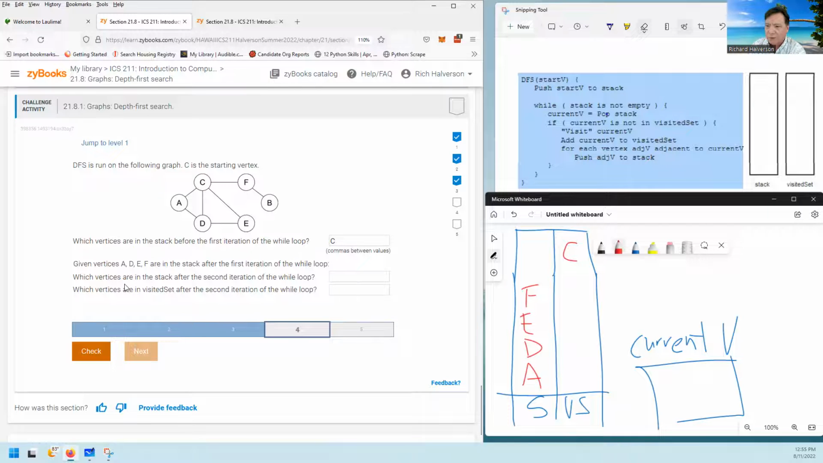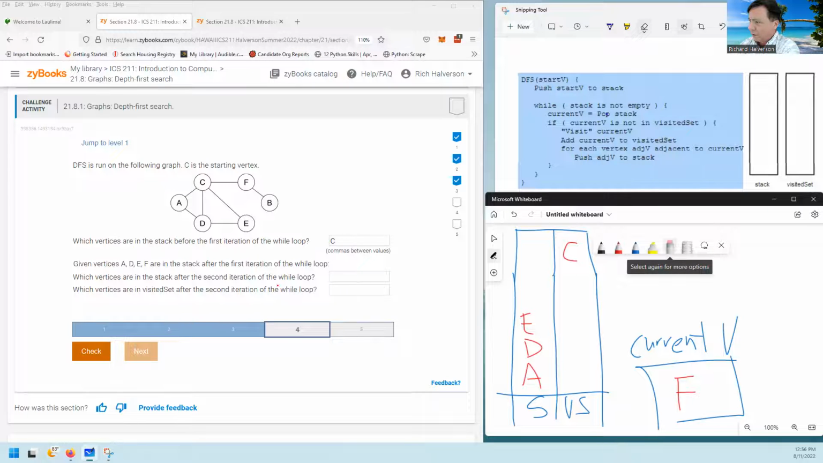Okay, so given that, which vertices are in the stack after the second iteration? This is what we have right now after the first iteration of the while loop. I want to do one more iteration and see what vertices are in the stack after the second iteration. Well, the second iteration is going to take F. F is going to be the current V. And so that means F is going to be erased from here.